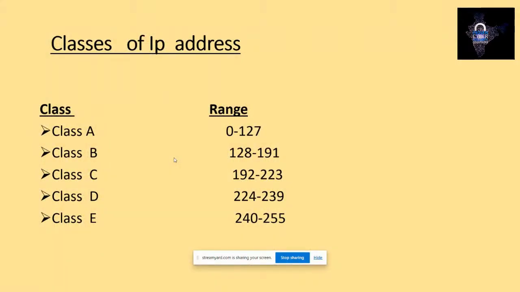Next is the classes of IPv4 address. There are actually A, B, C, D, and E. We are only concerned with Class A, Class B, and Class C, because Class D and Class E are reserved for special purposes that we'll see later. Class A range is 0 to 127. Class B is 128 to 191. Class C is 192 to 223. Class D is 224 to 239. And Class E is 240 to 255. Although the Class A range is from 0 to 127, a PC will not have the IP address 0. The IP address will actually start from 1. But this is the range.